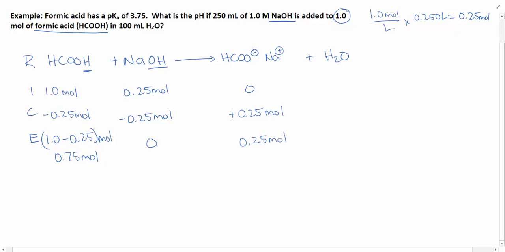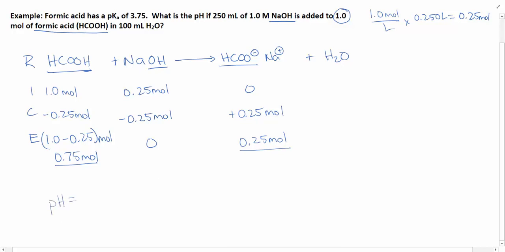At equilibrium, we have 0.25 moles of our weak conjugate base. Now we see that we have a weak acid, formic acid, and a weak conjugate base, the formate anion, and we have them in roughly equal concentrations. We have 0.75 moles and 0.25 moles, so this is within that 10 to 1 ratio window. So this is now a buffer, and we can use the Henderson-Hasselbalch equation.